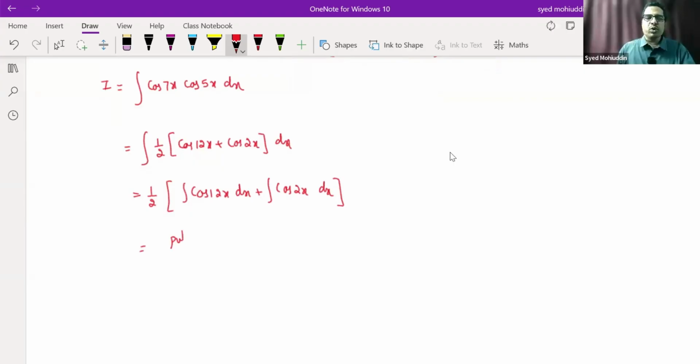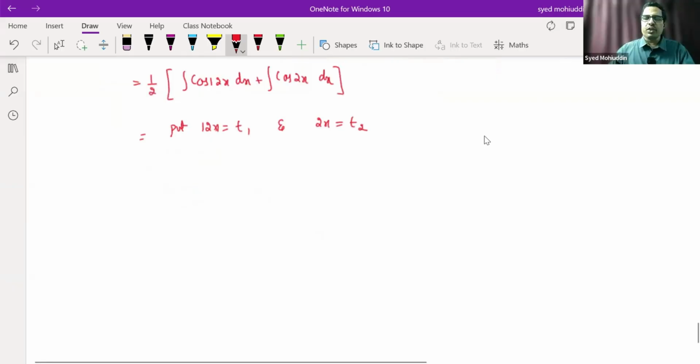So put the value of 12x equal to, say, t1, and in the second case 2x will be equal to t2. If you differentiate this, 12 into dx is equal to dt1, so dx will be dt1 by 12. Here 2 into dx will give dt2, so dx will be dt2 by 2.